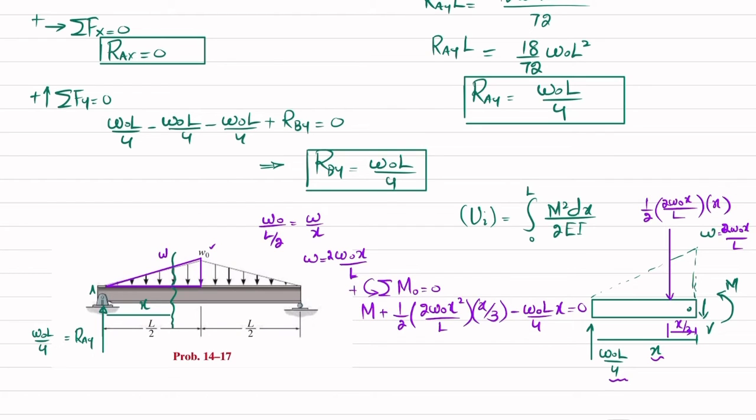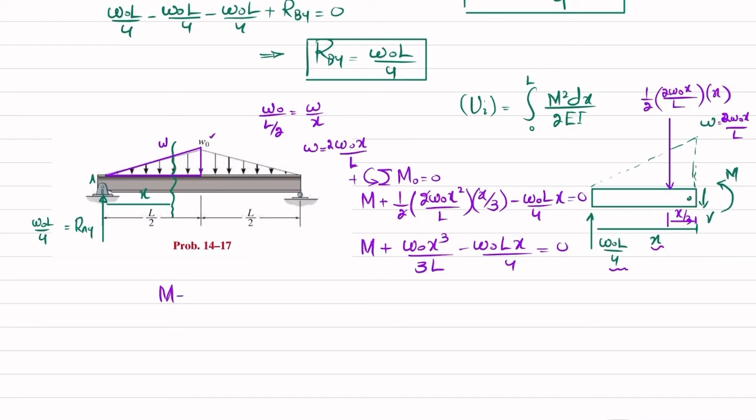Clear? Now what we will do is simplify this, and when you simplify this, m plus this 2 will cancel, so it will be W naught x cube over 3L, clear, minus W naught Lx over 4 is equal to 0. If you further simplify it, m will be equal to W naught Lx over 4 minus W naught x cube over 3L. And if you take W naught over 12L common, the first term will become 3L square x, clear, and the second term will become minus 4x cube.